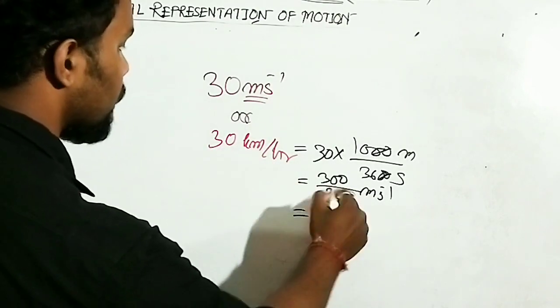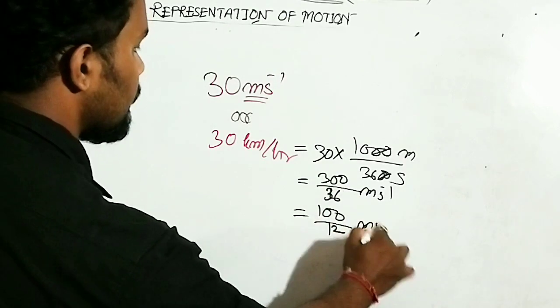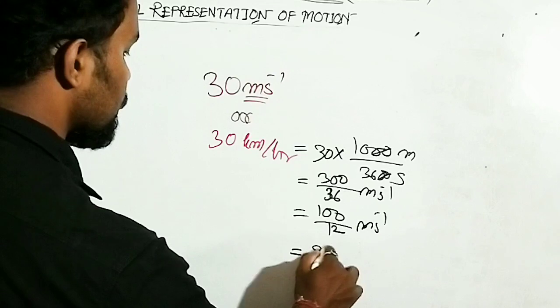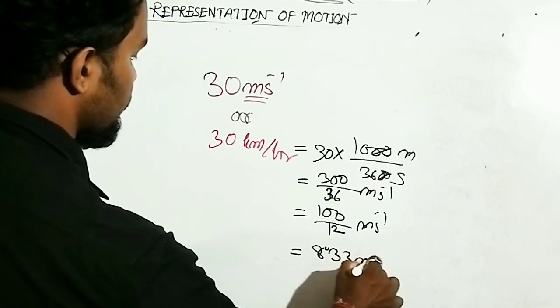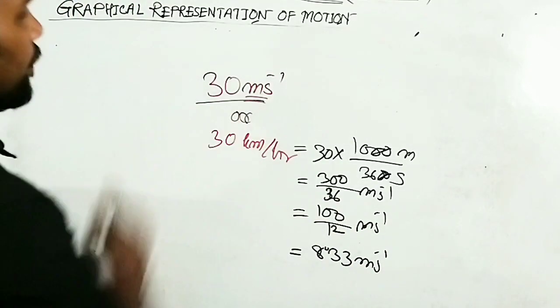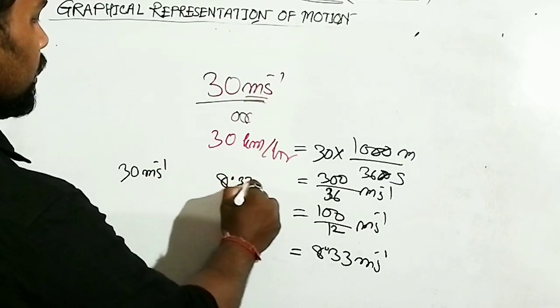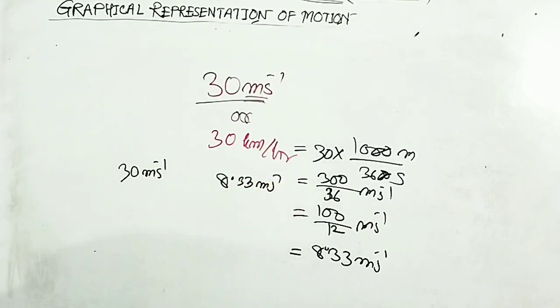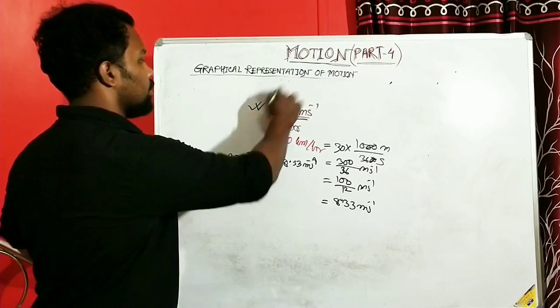First we will simplify. If we divide it by 3, it is going to be 100 over 12 meters per second, which is almost 8.33 meters per second. See, this one is 30 meters per second and this one is 8.33 meters per second. So which is greater? Obviously, this one. So the correct answer is 30 meters per second.